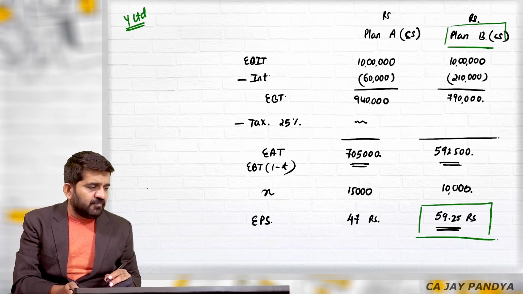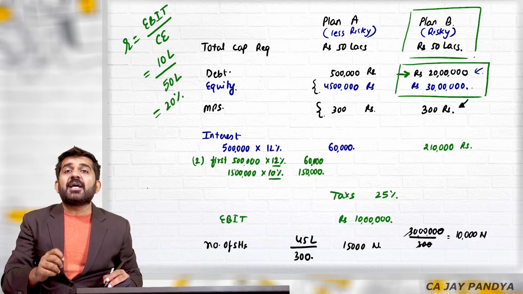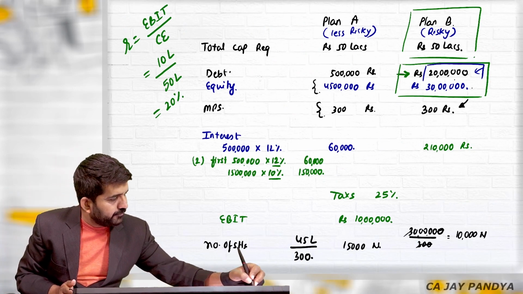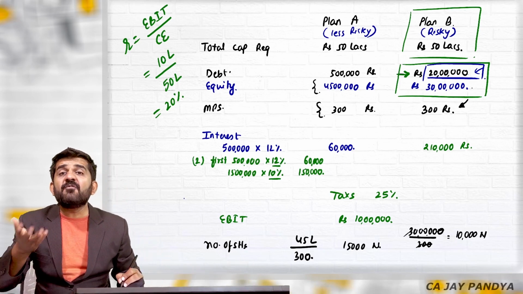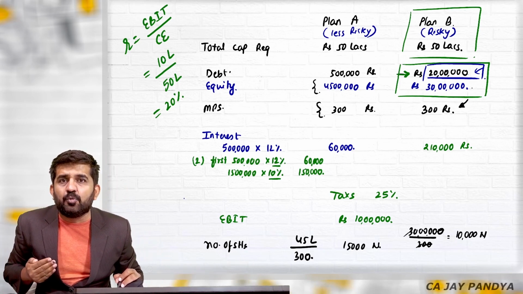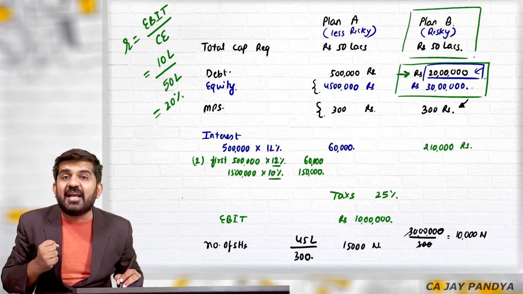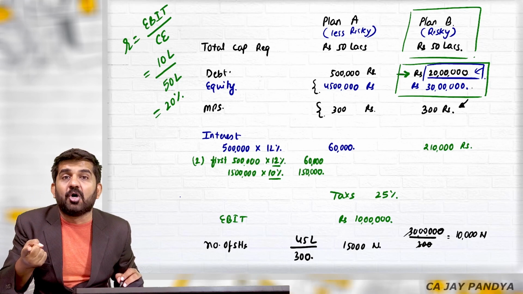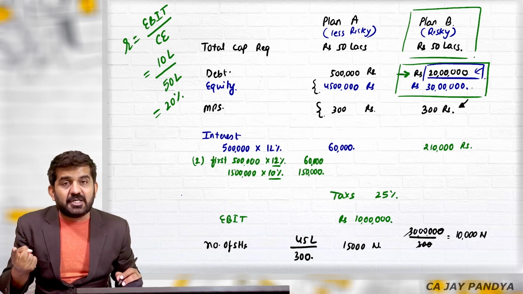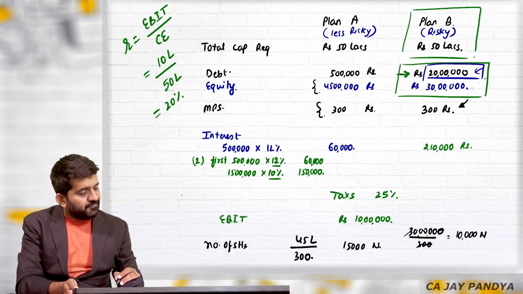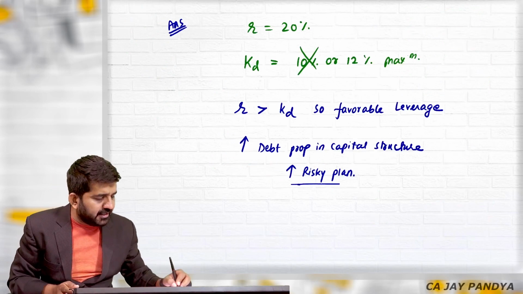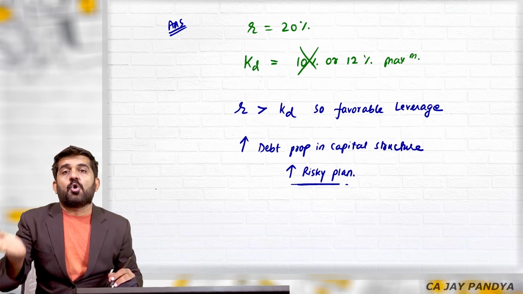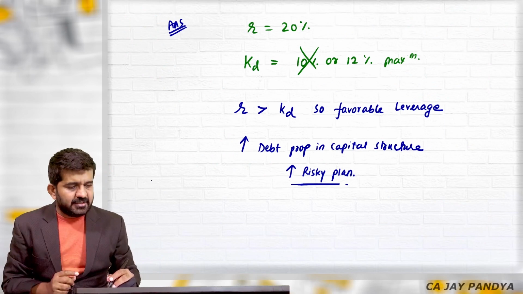So if someone asks me, sir, should I still increase the debt proportion? This is 20 lakhs, right? Sir, if possible, if the bank is ready to give me, should I make it 40 lakhs? The answer is yes, because trading on equity will still work. Why? There is a favorable leverage, and favorable leverage says increase the risk as much as possible because your risk is on your side. It is on the favorable side.